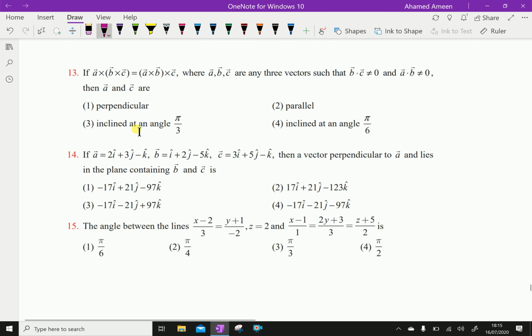Next is question number 13. A cross (B cross C) equals (A cross B) cross C, where A, B, C are any three vectors such that B dot C is not 0 and A dot B is not 0. Then A and C are.